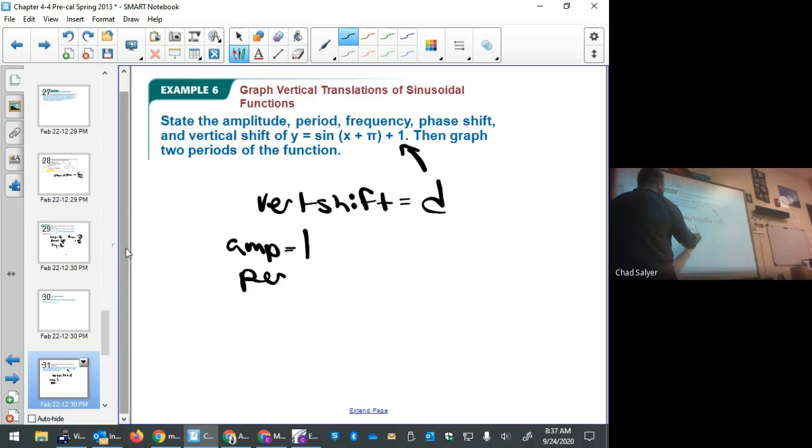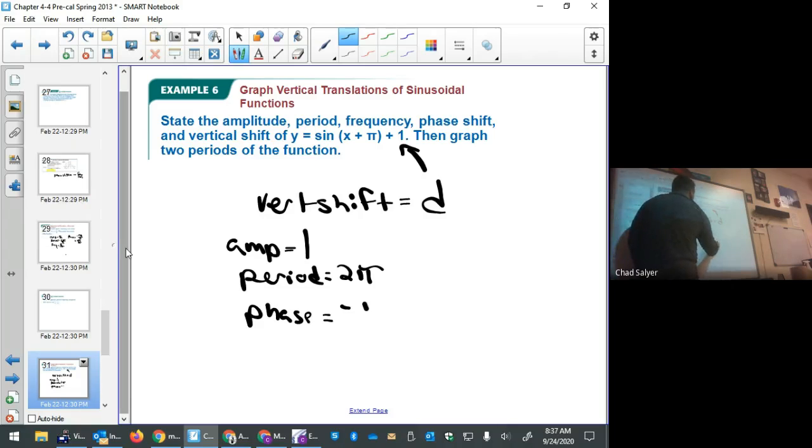The period is going to be 2 pi divided by b. In this case, the b value is 1 as well. So that's just 2 pi. Our phase shift is negative c, so that's negative pi, divided by the absolute value of b, which is 1. So the phase shift is negative pi. And then the vertical shift.